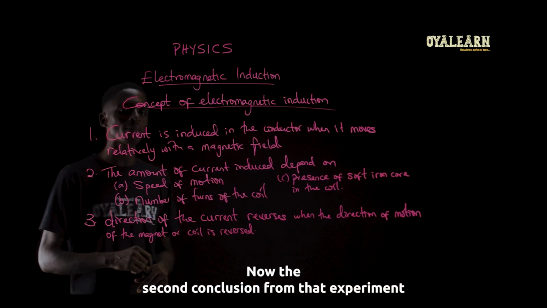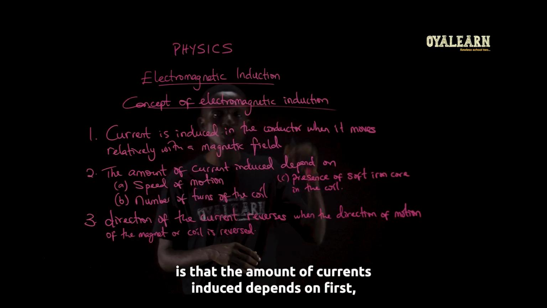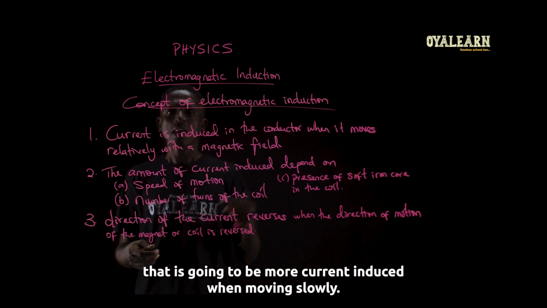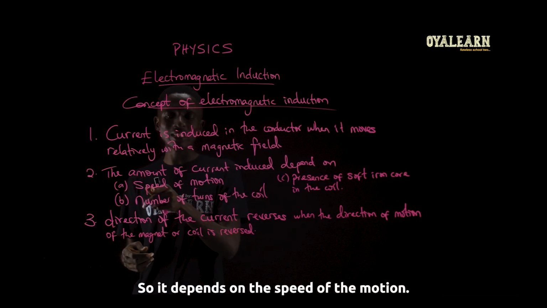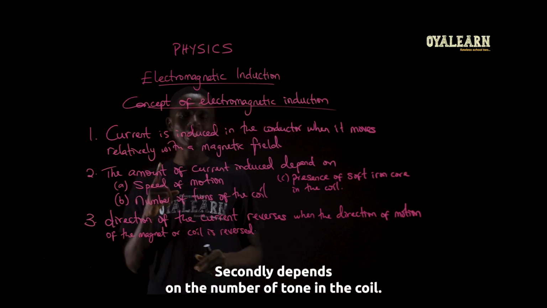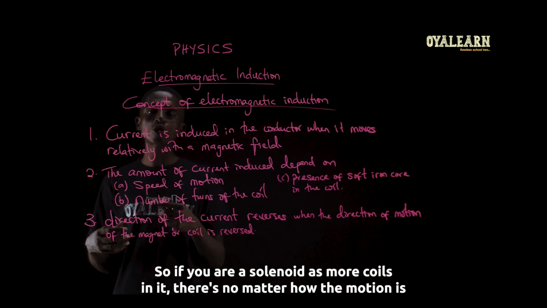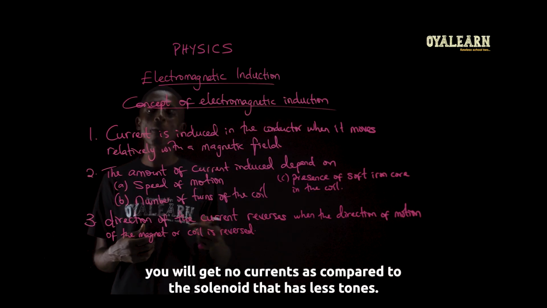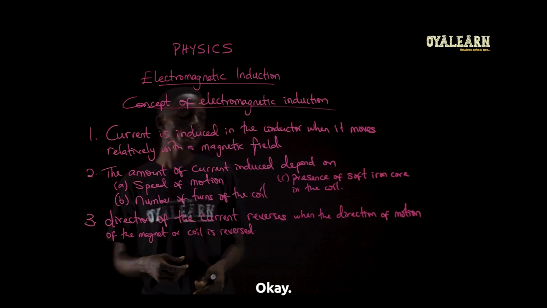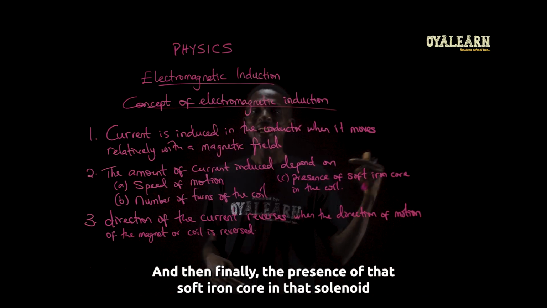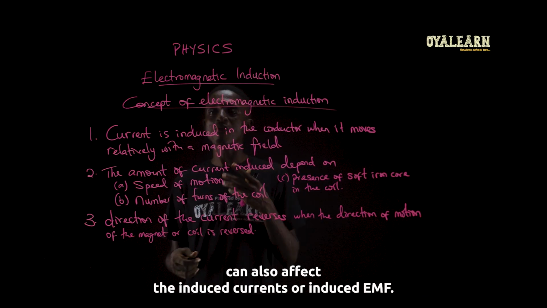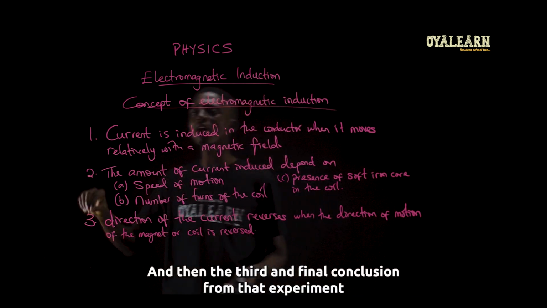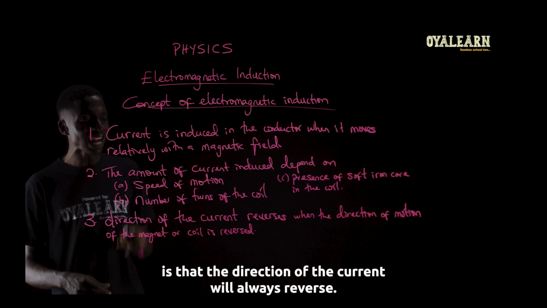Now, the second conclusion from that experiment is that the amount of current induced depends on, first, if you are moving them very fast, you will see that there's going to be more current induced. When you move it slowly, then less current is induced. So it depends on the speed of the motion. Secondly, it depends on the number of turns in the coil. So if your solenoid has more turns in it, then no matter how the motion is, you will get more current as compared to a solenoid that has fewer turns. Okay? And then finally, the presence of that soft iron core in that solenoid can also affect the induced current or induced EMF.